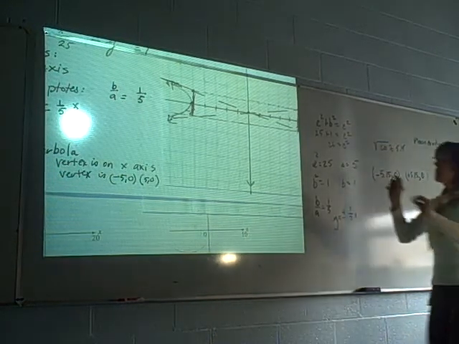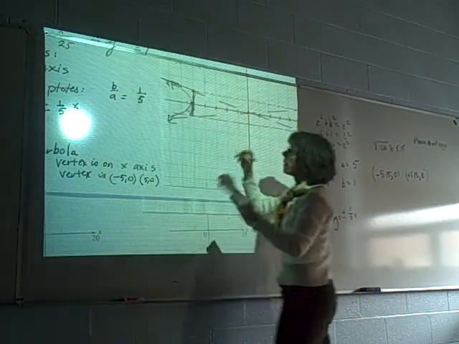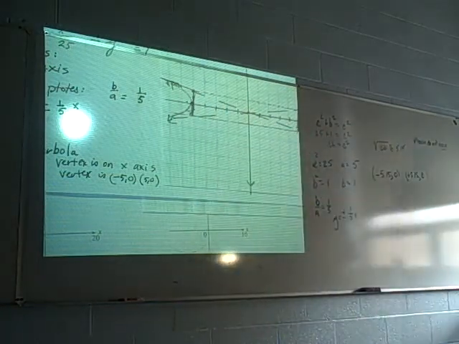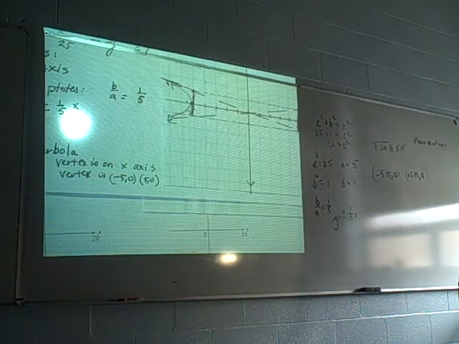Does that make sense, that the foci are on the outside? If you find one that's inside, what does that tell you? You have an error in there. Okay, so you should have an idea. Let's try another one.